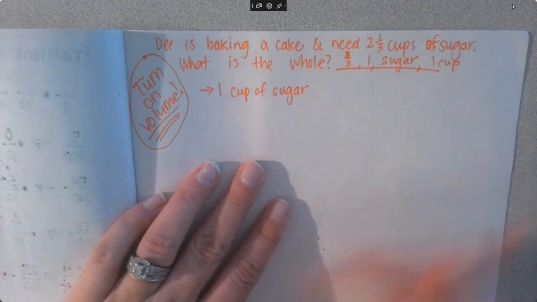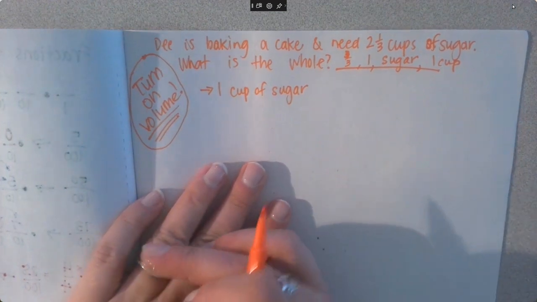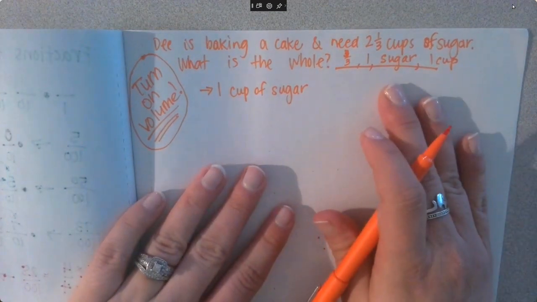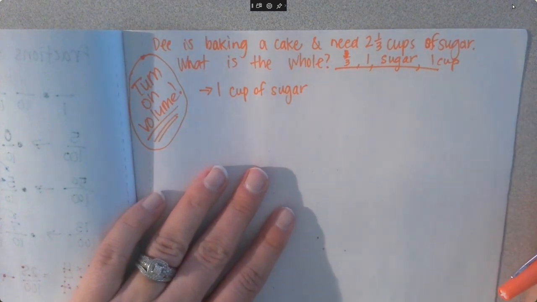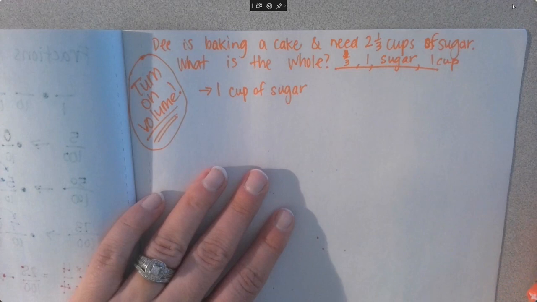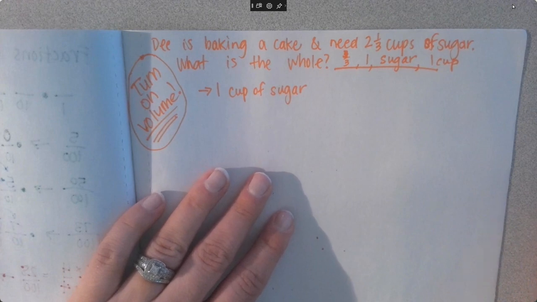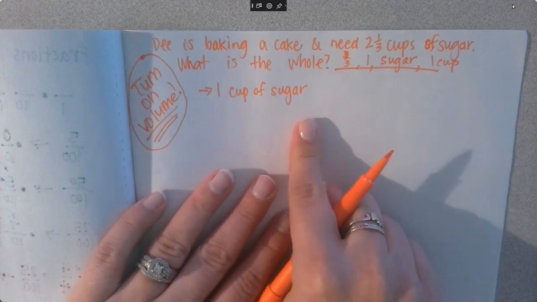But if we brainstormed a list of what the whole could be, I think we would come up with even more than these 4 ideas. Maybe the whole is the whole bag of sugar. Maybe the whole is all of the sugar needed for the recipe. Maybe the whole is all of the sugar in the store that we bought this bag of sugar from. Okay? Just like with our Fruit Loops. But for this case, we're going to say that 1 whole is a cup of sugar.